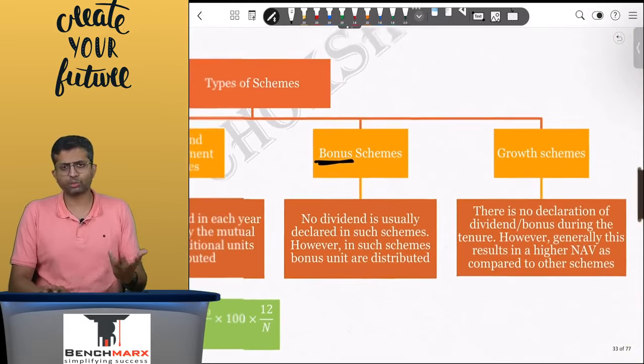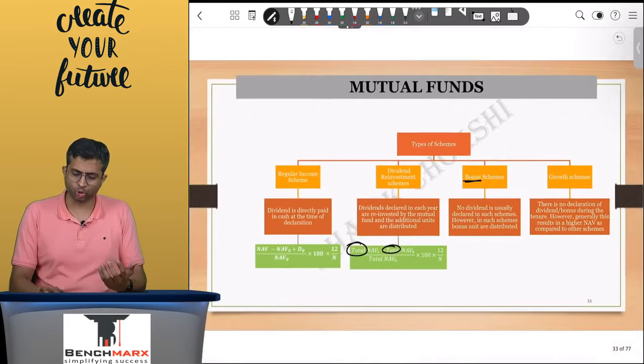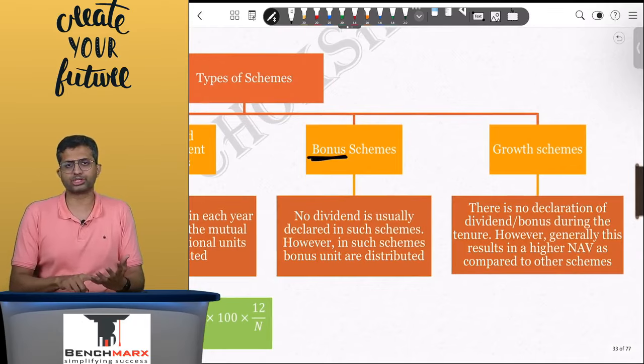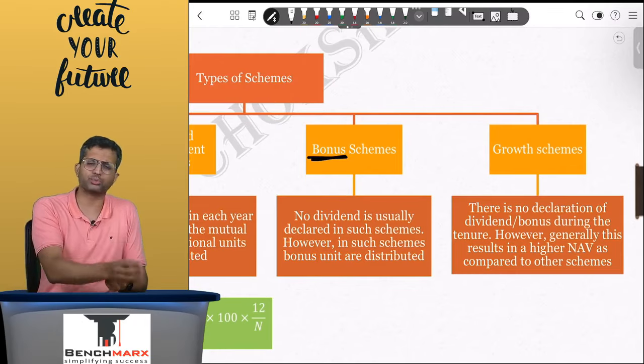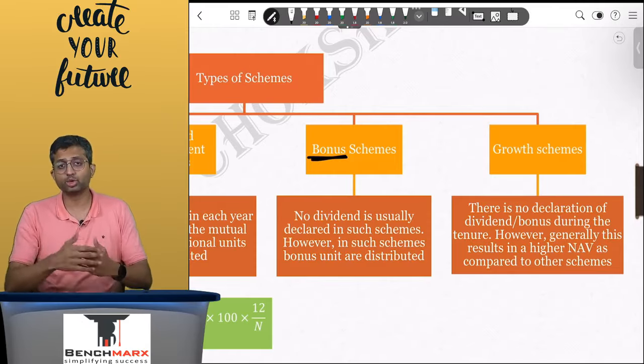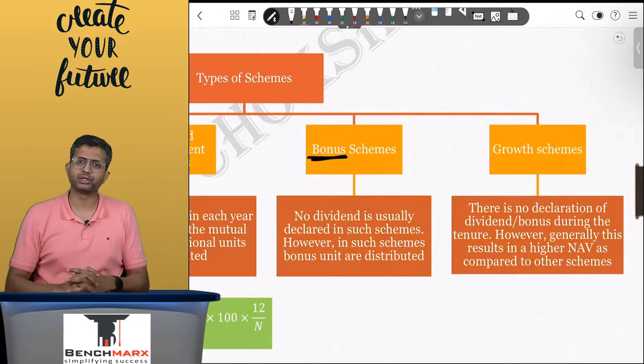Again, for bonus plans, the return has to be calculated on a total basis. And lastly, there is a growth scheme where there is neither dividend nor bonus. So here you can do the working based on a per unit basis or on a total basis as well. The return is usually in the form of appreciation of the NAV.